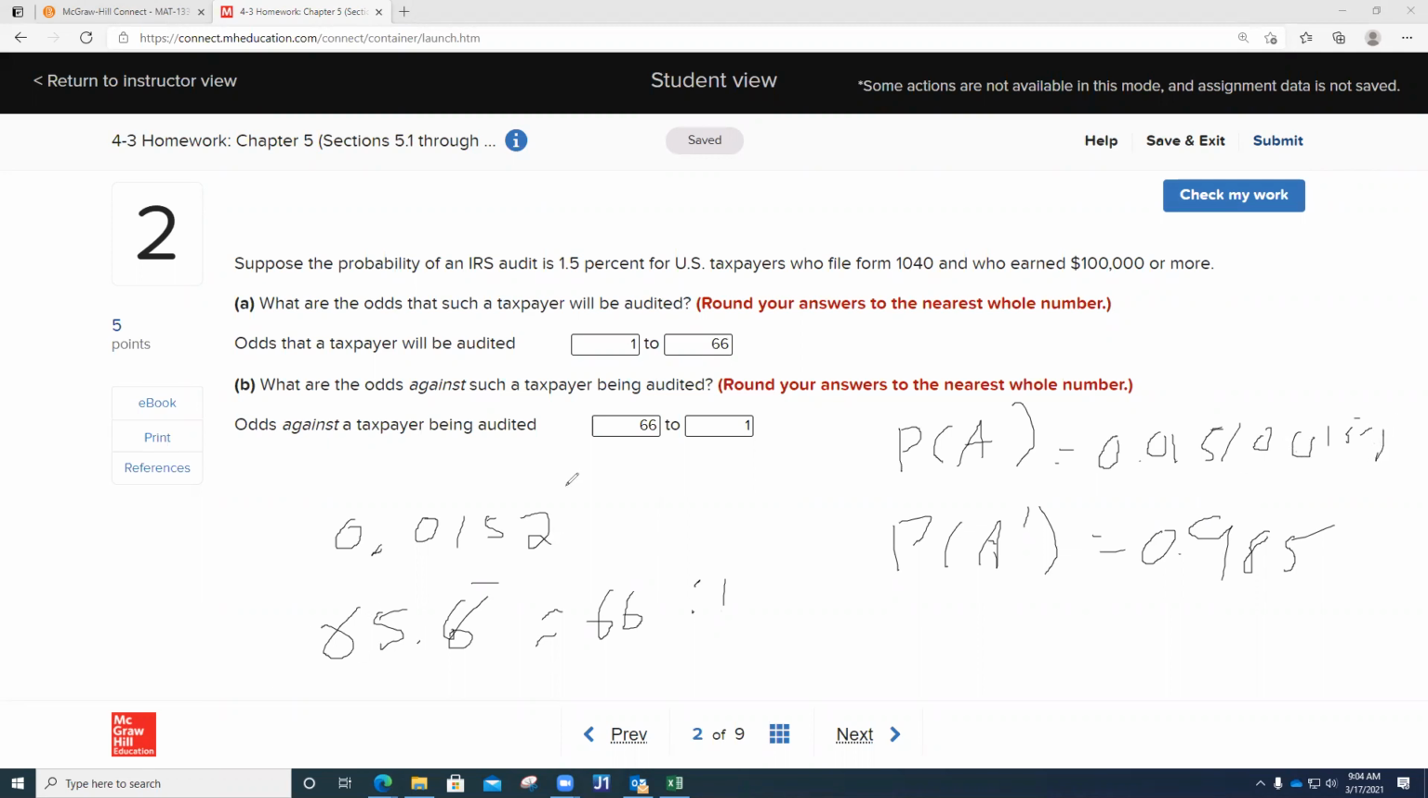So the way I like to just do it is find the odds of being audited, find the odds against, round up to the nearest whole, because that's what it tells you to do here. So 65.66 rounds up to 66. I know it's going to be over 1 because of this little piece right here. And then the 2 are always inverses of each other.